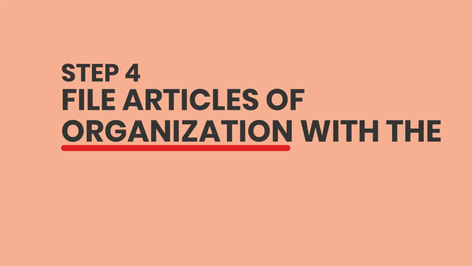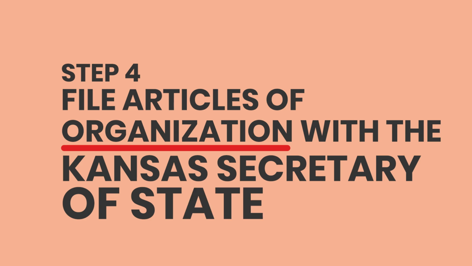Step 4. File articles of organization with the Kansas Secretary of State. Once you've taken good care of the initial steps that we've just gone through, it's time to make that LLC official in Kansas. This is done by filing the Articles of Organization with the Kansas Secretary of State.